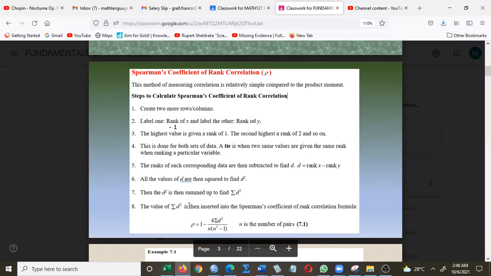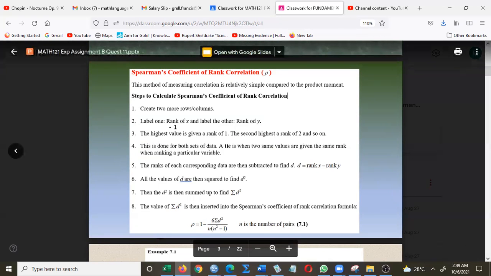And the whole idea is to substitute the sum of D squared into this formula. So here's the formula to calculate Spearman's rank. This first letter there is the Greek version of R for relation. It's called rho, because the English R was already used by Pearson's. So Spearman's used the Greek R, rho. So rho is equal to 1 minus 6 times the sum of D squares divided by n, open bracket, n squared minus 1. N is the number of pairs. Pairs mean X and Y.